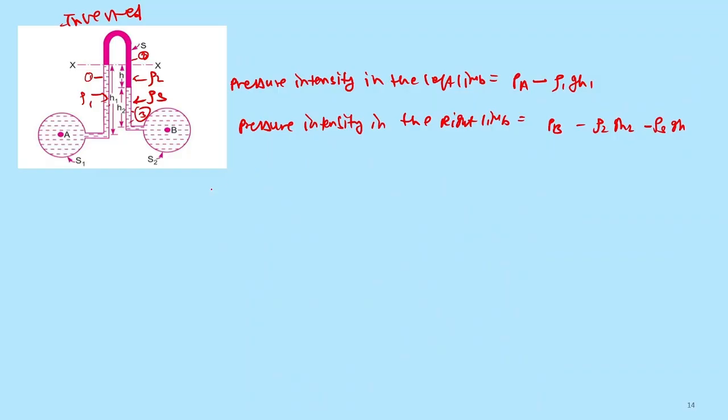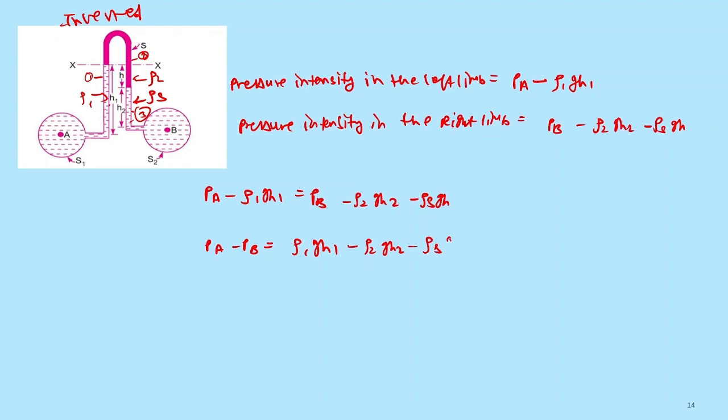So if we equate it, what will we get? We will get PA minus rho 1 G H1 equal to PV minus rho 2 G H2 minus rho s G H. If we simplify it, we will get rho 1 G H1 minus rho 2 G H2 minus rho s G H. And this is the final formula.